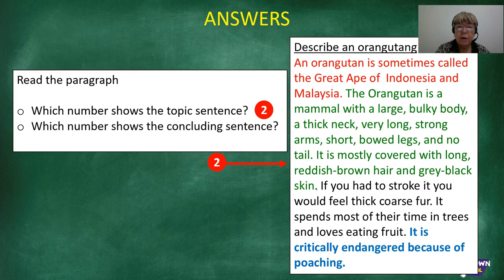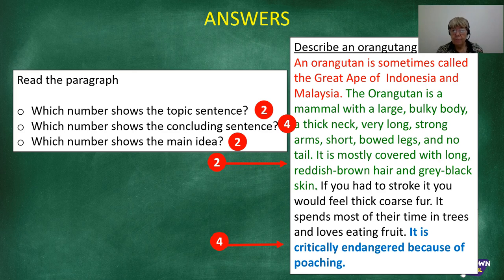Which number shows the concluding sentence? The bottom blue sentence, right. Number 4. Which number shows the main idea? Again, it's going to be sentence 2. I should actually have made 5 sentences really, or 6 sentences.